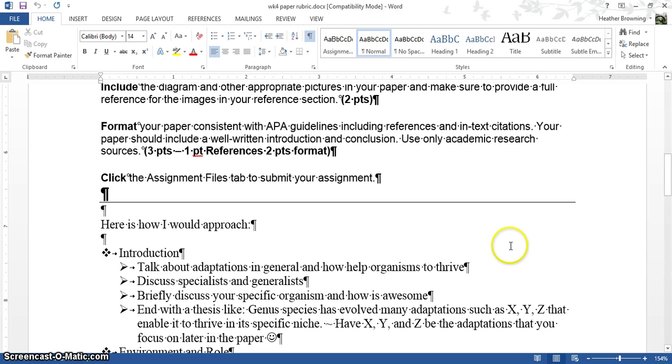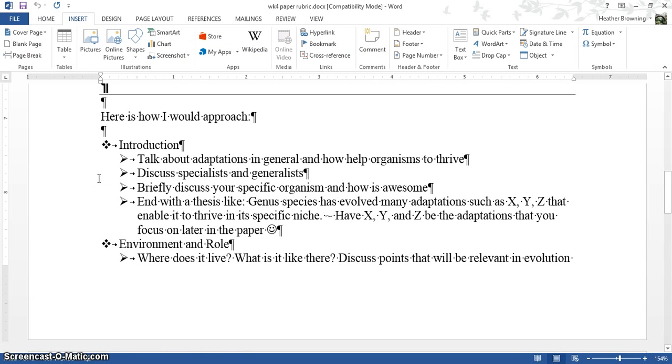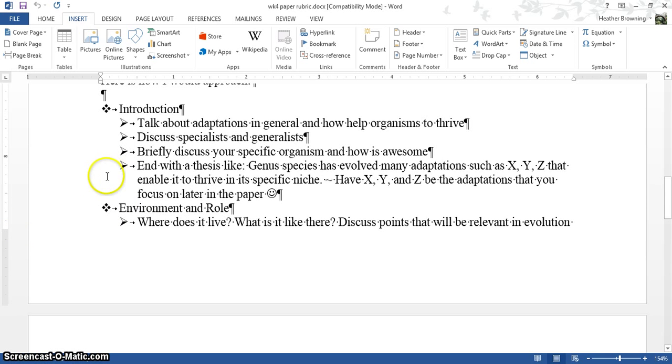Okay, so let's go down and see how I would approach this. I always think organisms that are cute, furry, you know, mega vertebrates, because that's what I like, but do whatever you want. When you are picking an animal, look for something before you make your final choice.